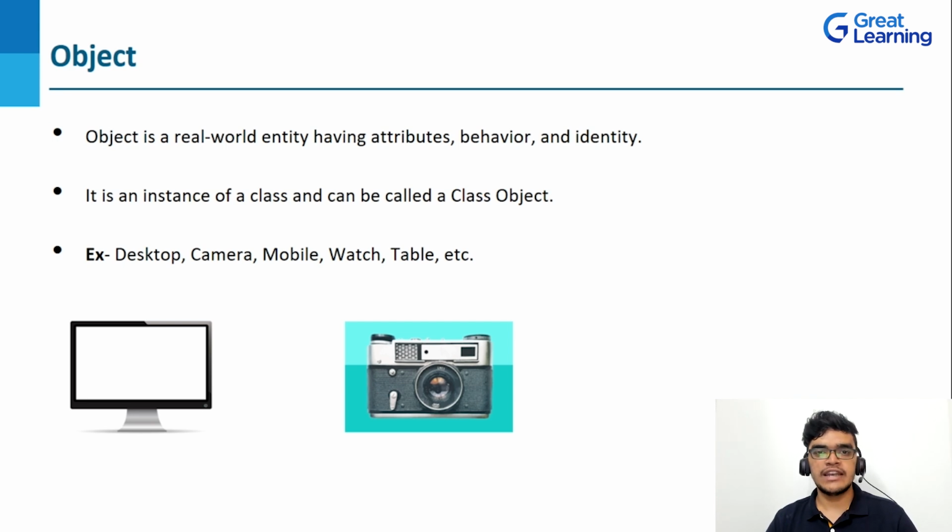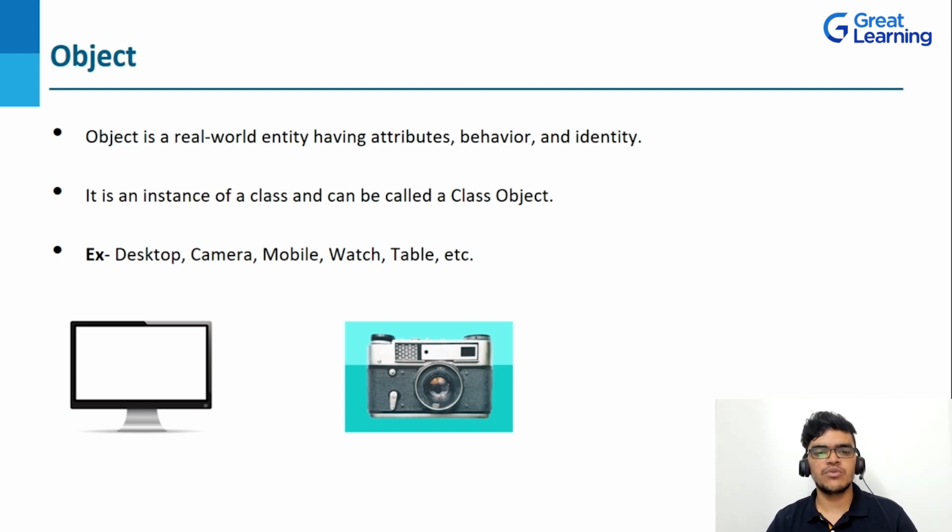Now, moving to the next point, it is an instance of a class. I have already given you the example of mobile phone. When you are creating a mobile phone, you have a blueprint, and from that particular blueprint you are creating different mobile phones of different specifications and different models. So basically you are creating an instance of a class, which is also known as a class object. So from a class you can create a class object.